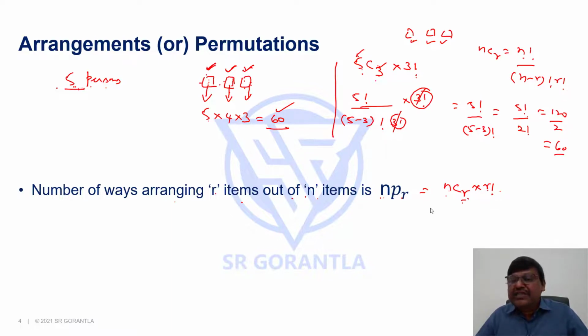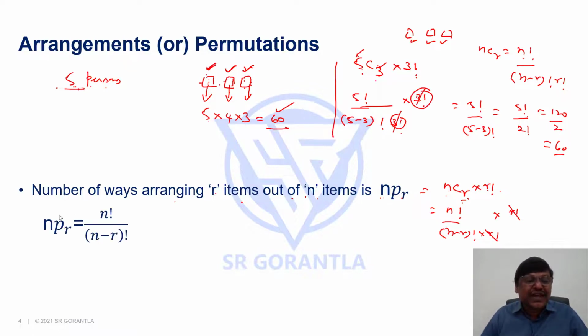If you recall here, nCr equals n factorial by (n minus r) factorial into r factorial. If I multiply by r factorial, r factorial gets cancelled. That's why we say, students, nPr equals, you can see, n factorial by (n minus r) factorial.